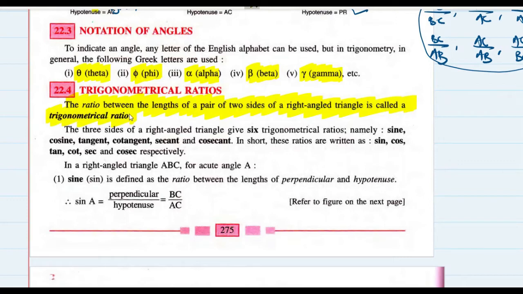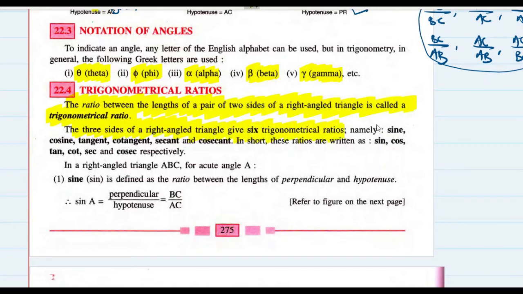So these ratios can be of different forms according to the arrangement of two sides of a right angle triangle. So basically we are looking at six ratios. We are looking at six trigonometric ratios. The three sides of a right angle triangle give six trigonometrical ratios, namely.